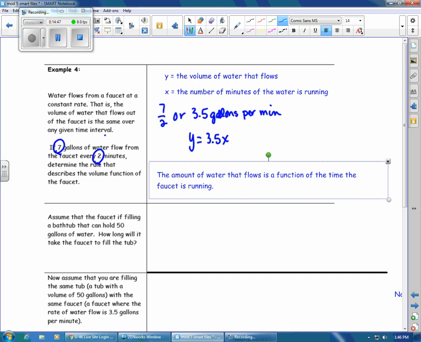Assume that the faucet is, not if, assume that the faucet is filling a bathtub that can hold 50 gallons of water. So our y, we know, is 50. So it'd be 50 equals 3.5x. If we want to solve for how long it's taking, we're going to divide both sides by 3.5, and x is going to be approximately 14.2857 and goes on from there. So we're going to say about 14 minutes to fill the 50-gallon tub.